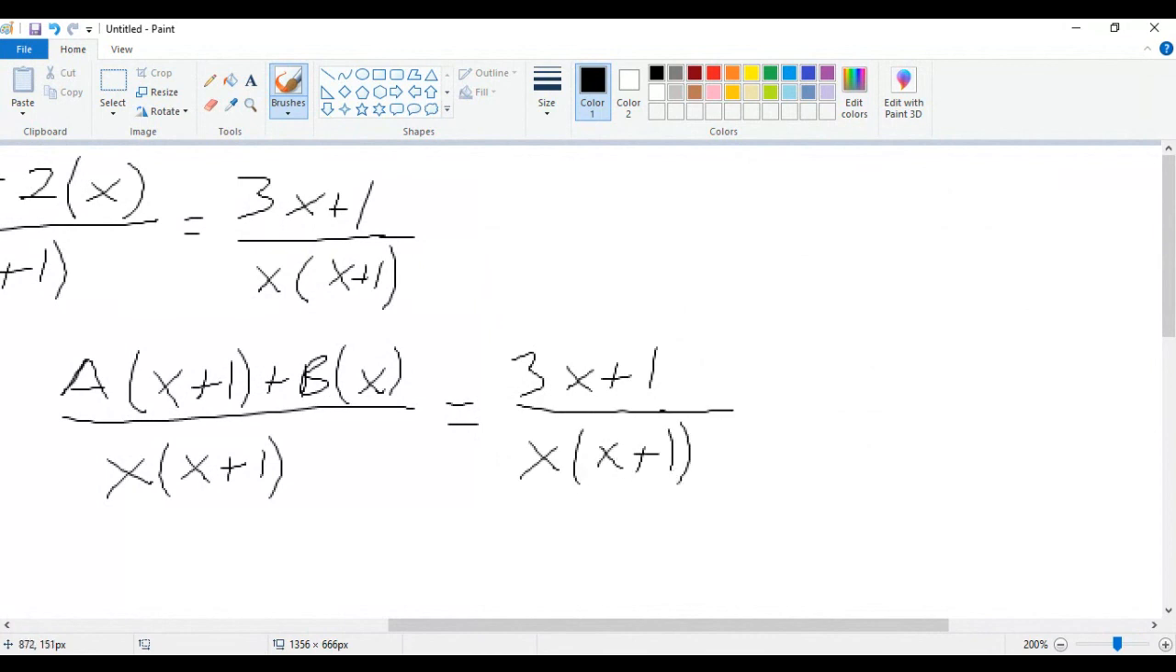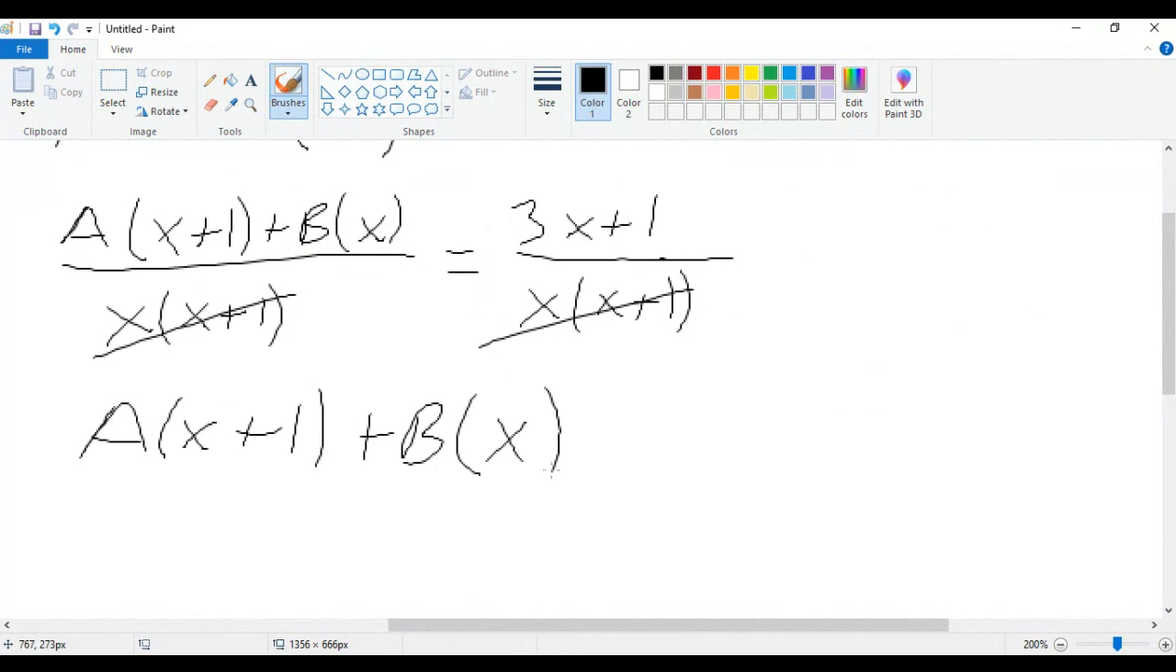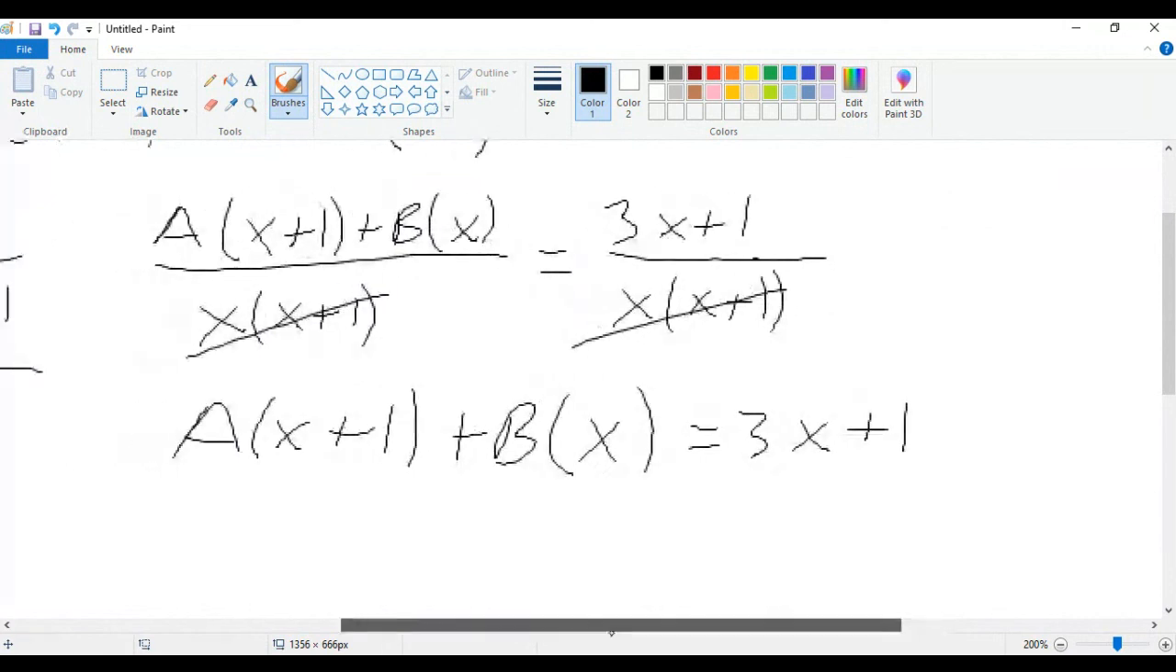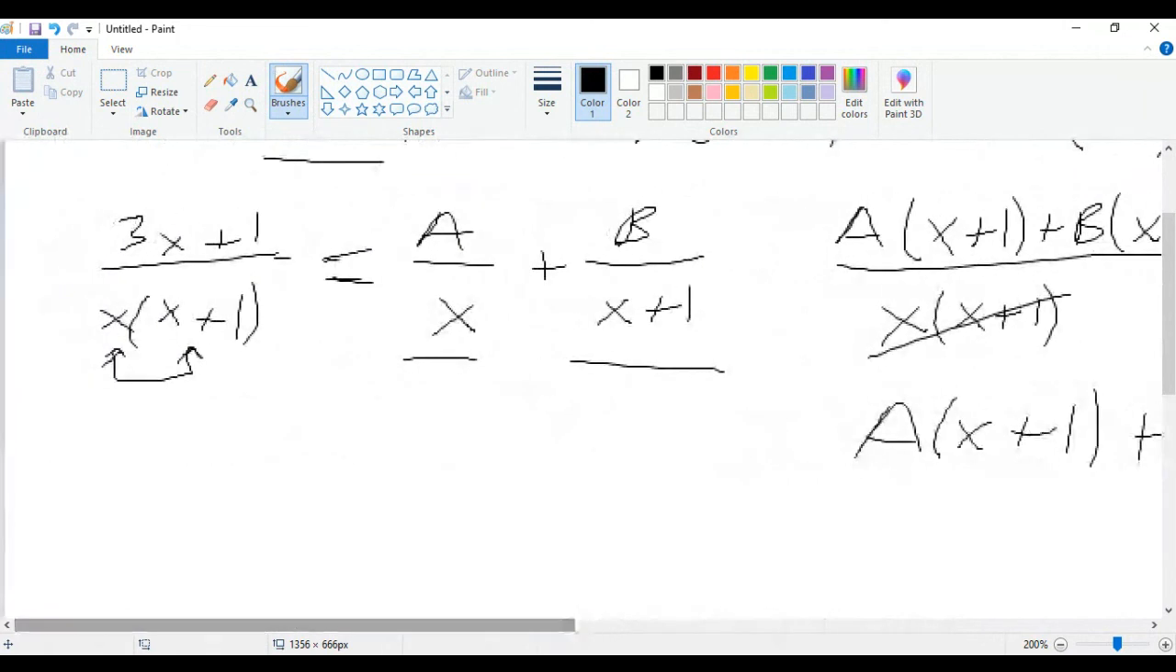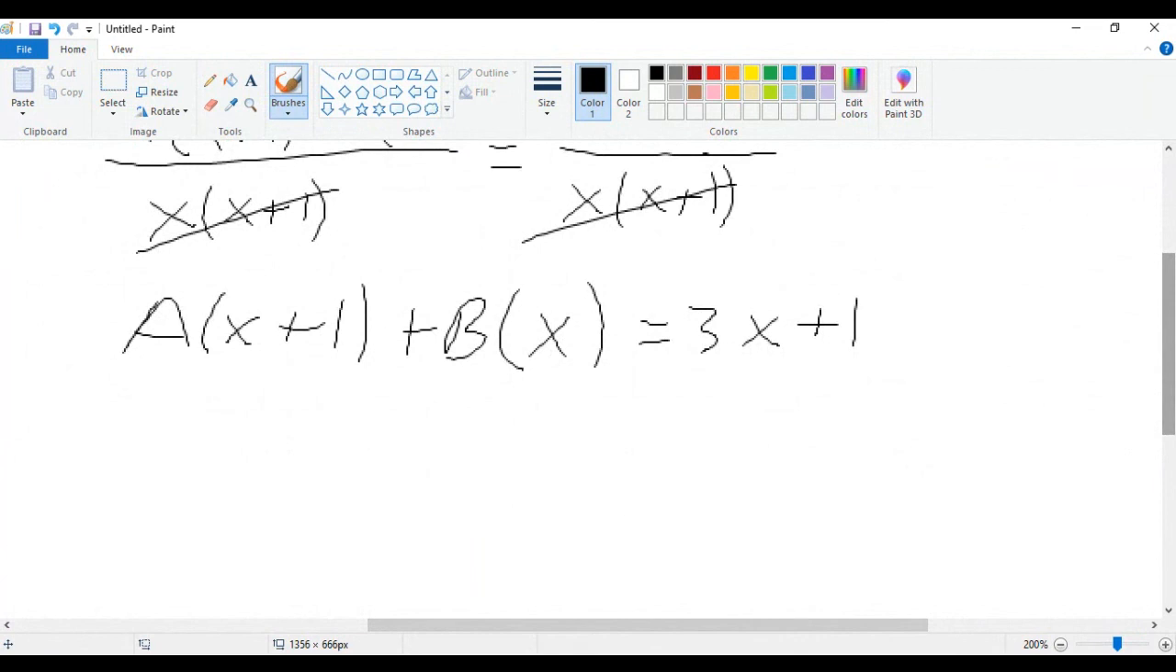Then if we multiply both sides by x times x plus 1, our denominators just cancel. And what we're left with is an equation: a times x plus 1 plus b times x is equal to 3x plus 1. But this equation should hold for any x value, so we can solve for a and b by plugging in specific values of x.